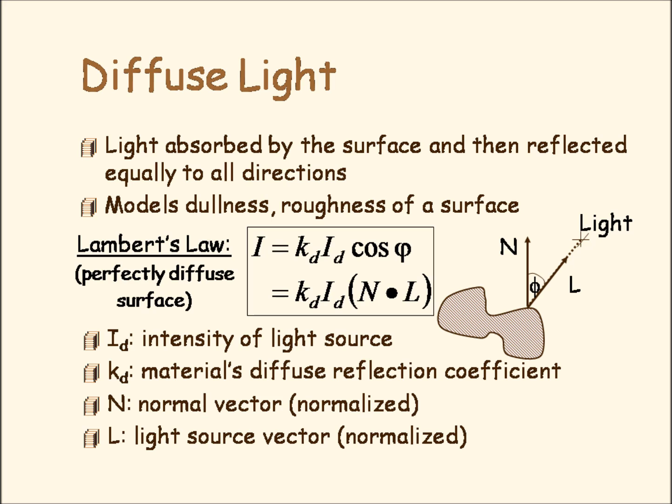Diffuse light is implemented with the help of Lambertian law, which you can see in the rectangular box on the slide, where I = KD ID cos phi, and cos phi can be interpreted as N dot L. ID is the intensity of the light source, KD is the material's diffuse reflection coefficient, N is the normal vector, and L is the light source vector. N and L are both normalized for diffuse light in Lambertian law.